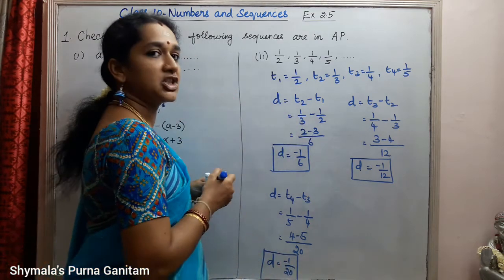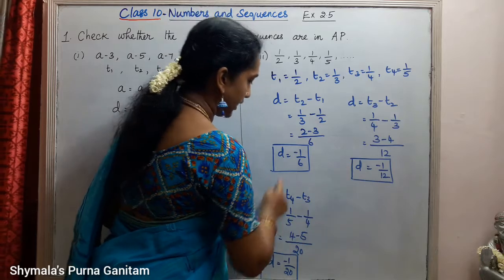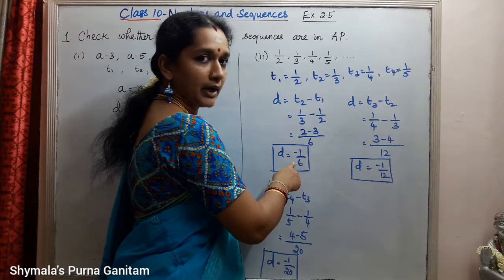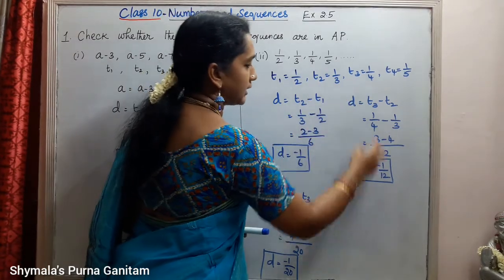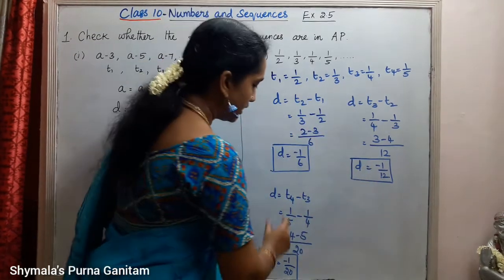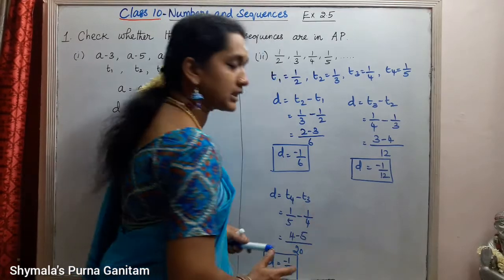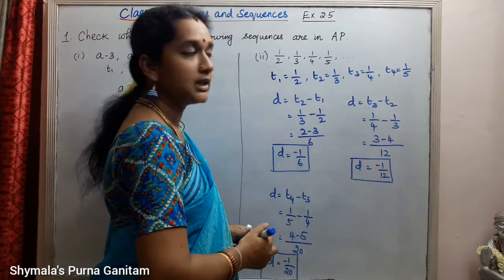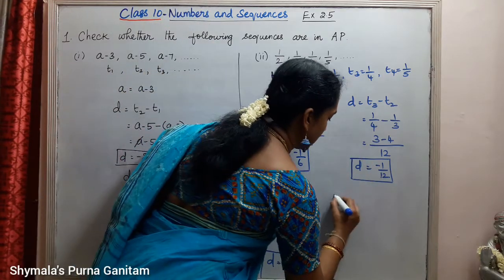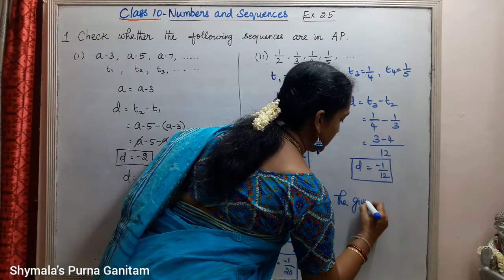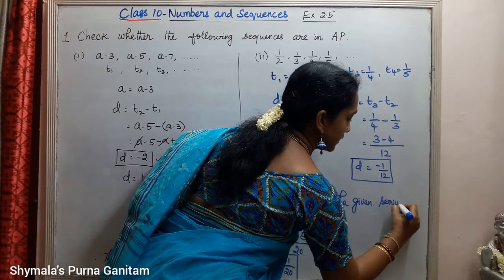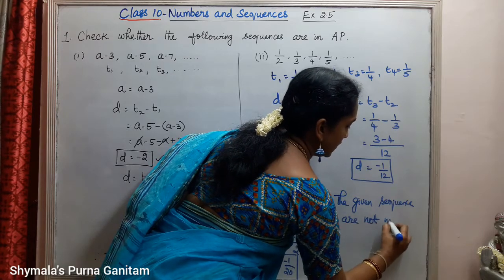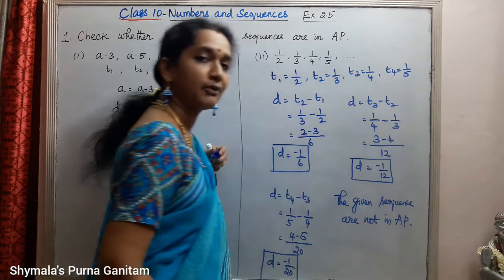Now if we check the differences of all three, for the first two terms the difference is minus 1 by 6. For the second and third term, the difference is minus 1 by 12. For the fourth and the third term, the difference is minus 1 by 20. Since the differences are not the same, the given sequence is not in AP. So like this we have to find out.